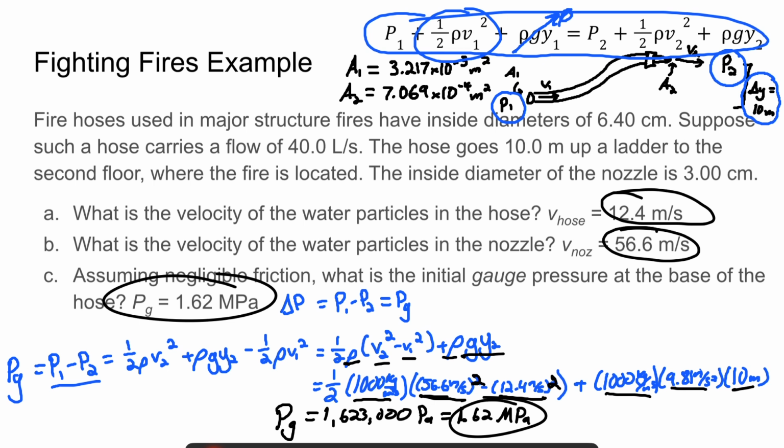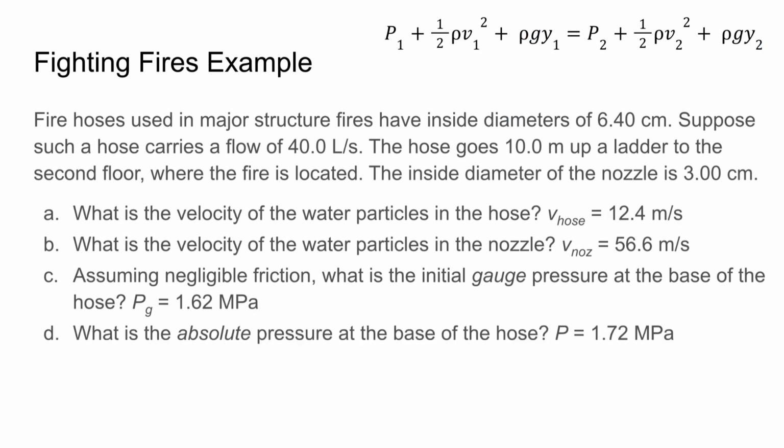Nice. And finally, the last part of this question is, what is the absolute pressure at the base of the hose? Now that we know our gauge pressure, you know what to do to get the absolute pressure: you add back in that external atmospheric pressure that we had on the outside, and we get the pressure inside the hose. The absolute pressure is 1.72 megapascals.